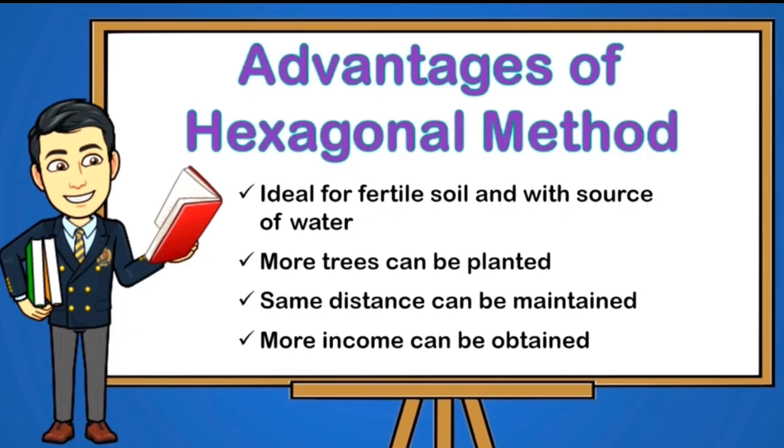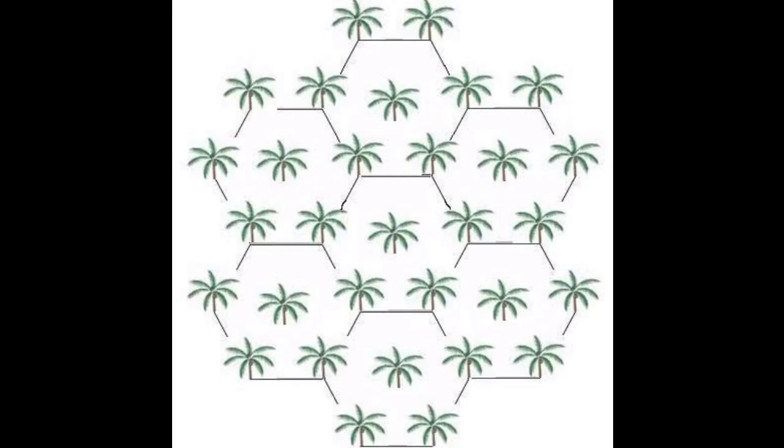Advantages of hexagonal method. Ideal for fertile soil with source of water. More trees can be planted. Same distance can be maintained. More income can be obtained. Here's an example of hexagonal method.